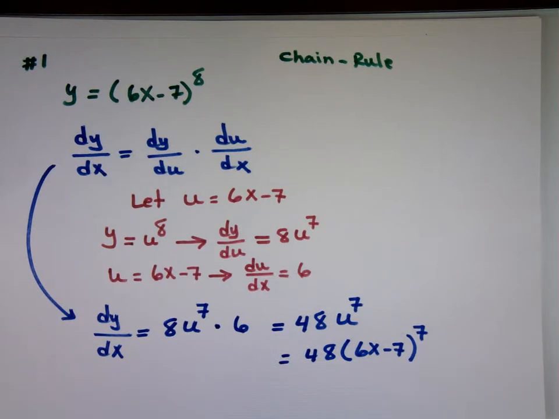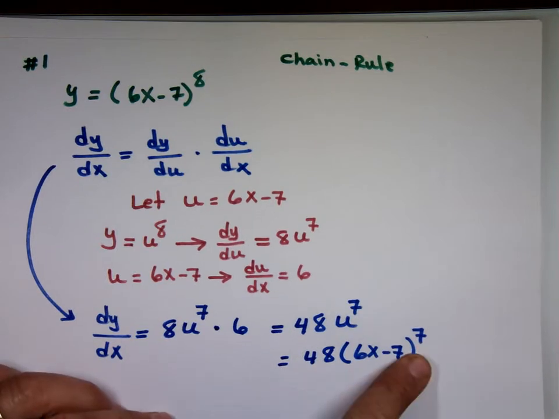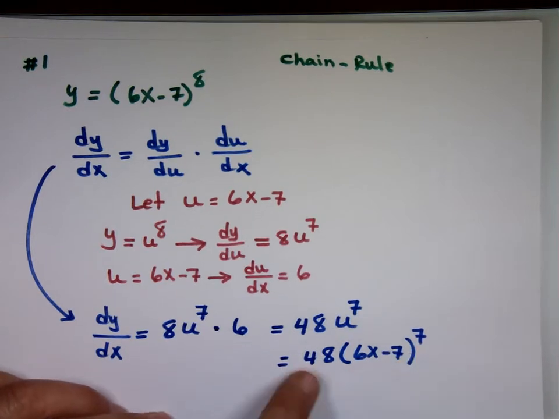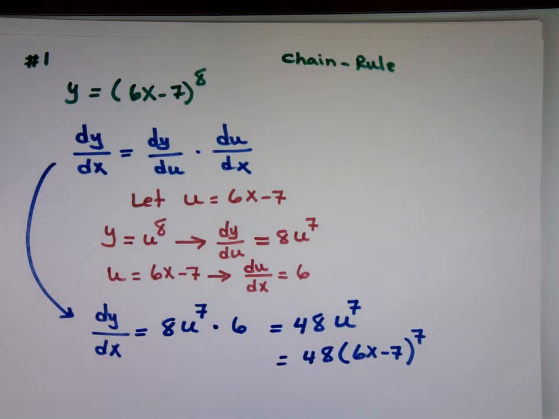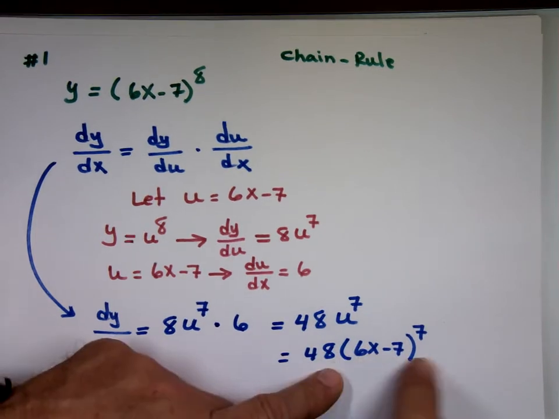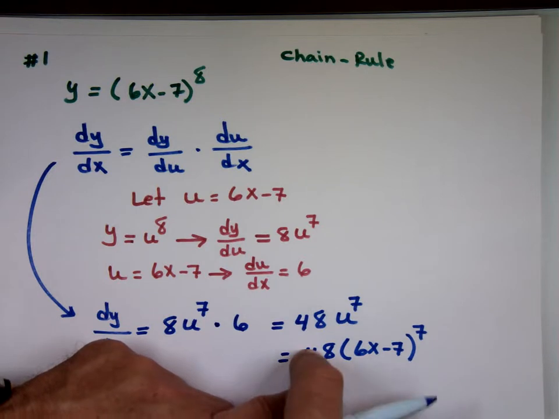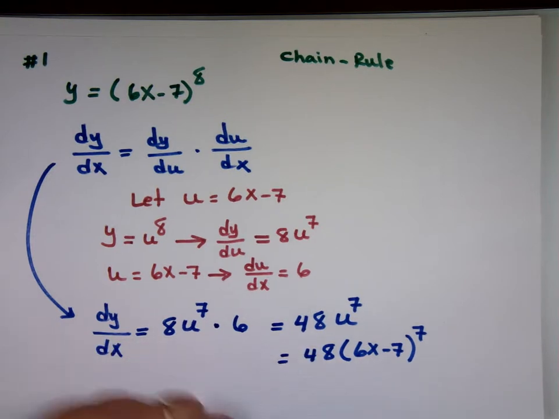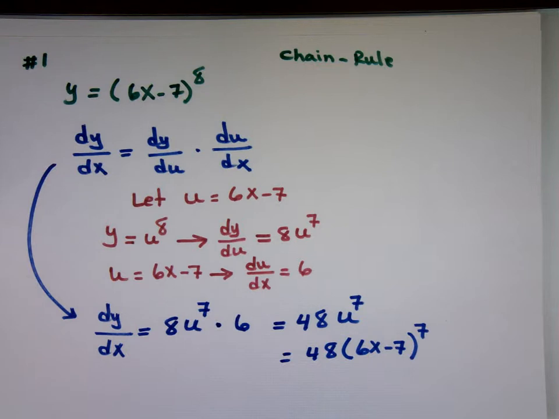You don't have to distribute or anything? You can't, because of the power of 7. Can we multiply the 48 through? No, because the power here is more than 1. The only thing you can do is use Pascal's triangle if you want and find what this equals, then multiply by 48. I doubt that's what they wanted. This will be fine. Thank you. You're welcome.